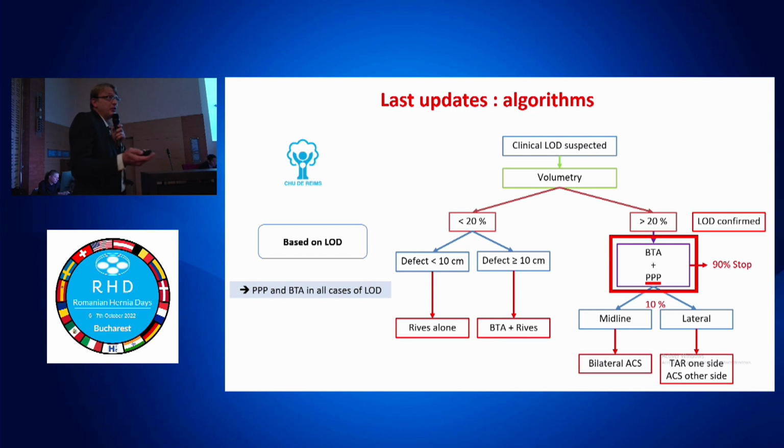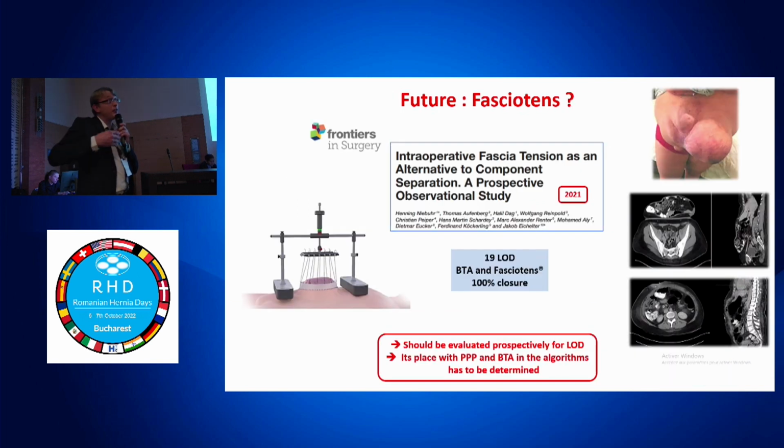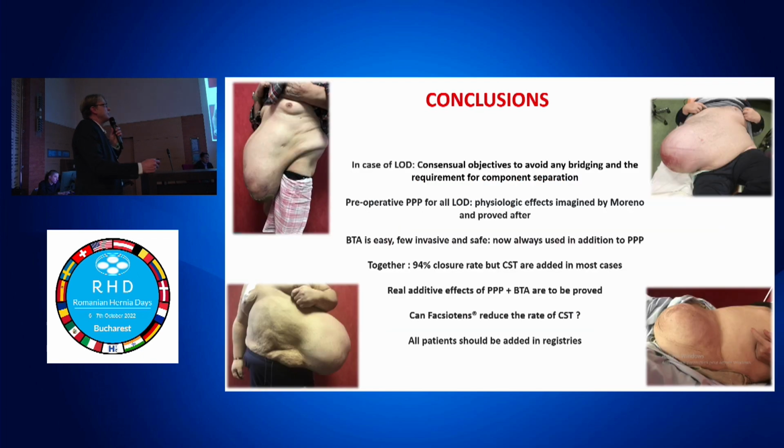It is the last update, the history, the last update, and I think the future, perhaps, can be the fasciotens, because fasciotens was published last year, including 20 loss of domain, only BTA and fasciotens, 100% closure. So I think we should evaluate prospectively for loss of domain this device and find the place of pneumoperitoneum, Botox, and fasciotens in the algorithm in case of loss of domain.